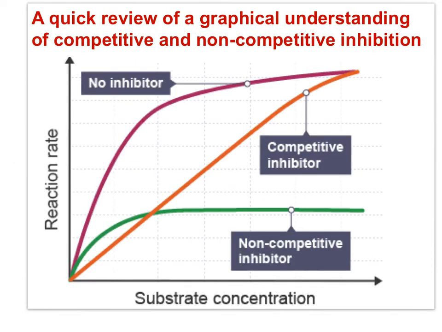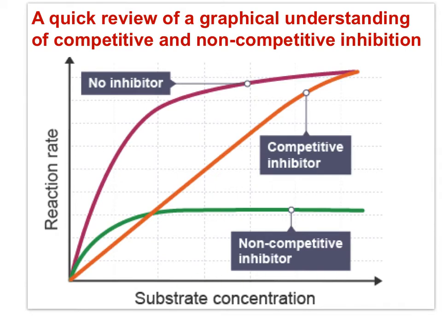And here's a review of reaction rate versus substrate concentration in the absence of inhibitors and the presence of inhibitors, the competitive inhibitor curve, and the non-competitive inhibition curve. When substrate concentrations are high, the substrate can outcompete the competitive inhibitor, so reaction rates reach a maximum. But non-competitive inhibitors are not competing with the substrate for the active site, so the rate of reaction in the non-competitive inhibitor curve is inhibited at any substrate concentration.